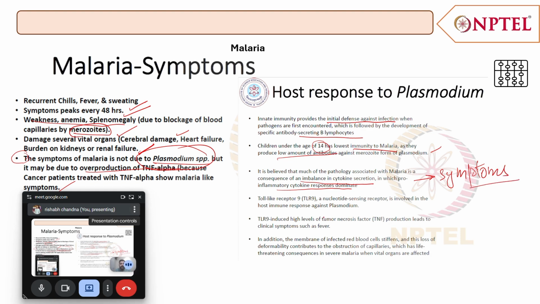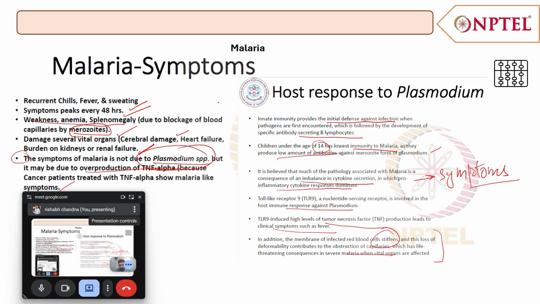Then TLR9, a nucleotide sensing receptor, is involved in the host immune response against Plasmodium. TLR9-induced high levels of TNF production lead to clinical symptoms such as fever. In addition, the membrane of the infected RBCs stiffens, and this loss of deformability contributes to the obstruction of capillaries, which has life-threatening consequences in severe malaria cases where the vital organs are affected.